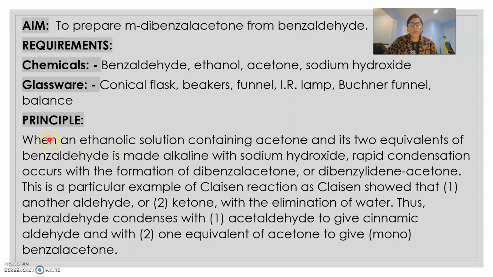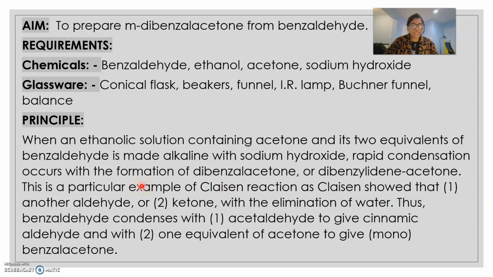Now we're going to see its principle. When an ethanolic solution containing acetone and two equivalents of benzaldehyde is made alkaline with sodium hydroxide, NaOH, rapid condensation will occur in the presence of the acetone and the benzaldehyde, forming dibenzyl acetone, also known as dibenzylidene acetone. This is one of the examples of the Claisen-Schmidt reaction.